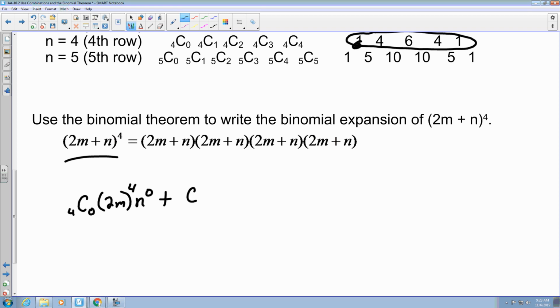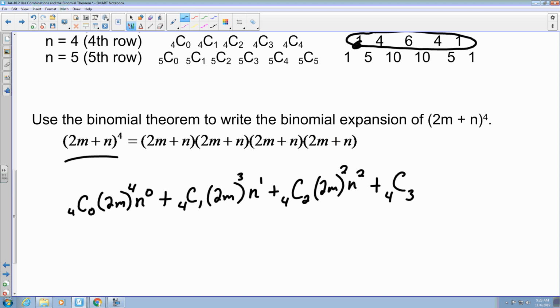You're going to take the combination of 4 and 1 now, which will be 4, and now you're going to take 2m, decrease this 4 and turn it to 3, and increase this 0, so n becomes 1, plus the combination of 4 to 2, which should be 6, and now I've got 2m, decrease that, so this turns to 2, n gets increased by 1, so that becomes n to the 2nd power, plus combination 4 to 3, I've got 2m, raise that to the 1st power, and now I've got n, raise that to the 3rd.